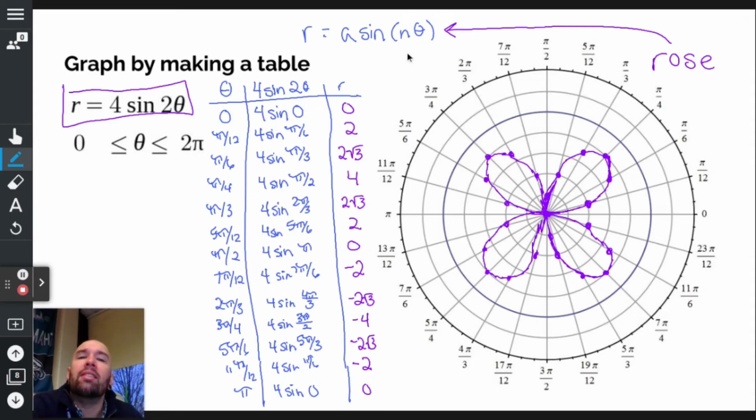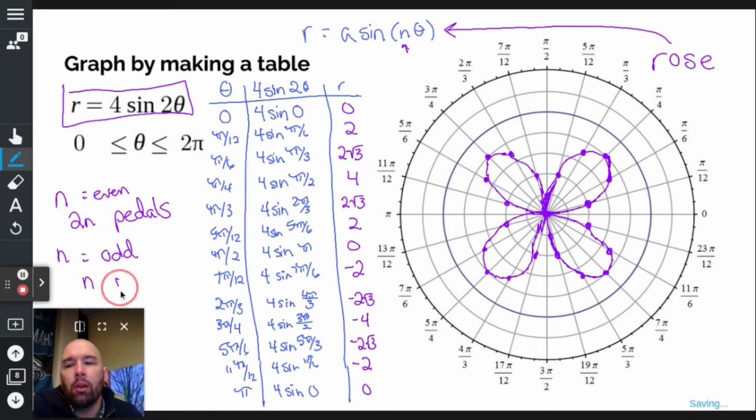When n is even, what's going to happen is you're going to have 2n petals. In other words, since I have 2n, I created a rose with 4 petals. If n was 6, I'd have 12 petals. If n was 4, I'd have 8 petals, so on and so forth. Now, if n is odd, I would have that many petals.